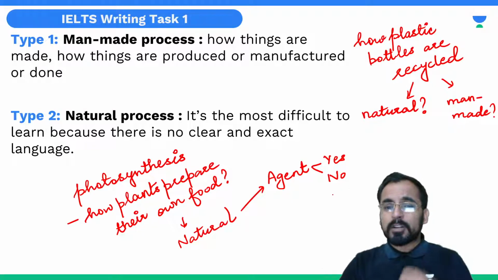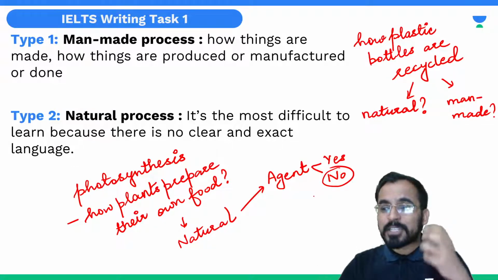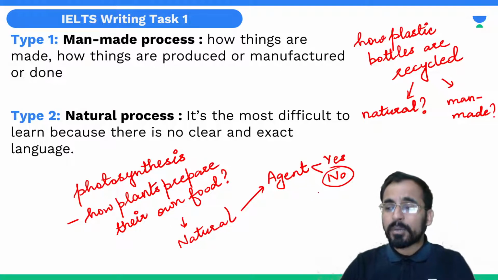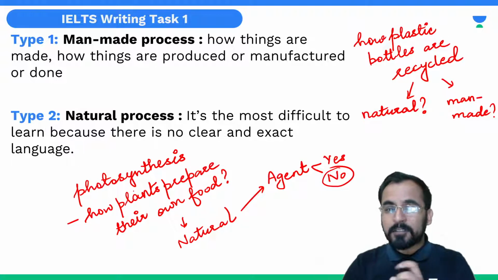So when you talk about natural processes, there is no agent involved. Man-made processes may have agents involved. Okay, but sir, उसका difference क्या होगा? How will that be different? वो हम देखेंगे आगे. ठीक है? तो that's the difference.